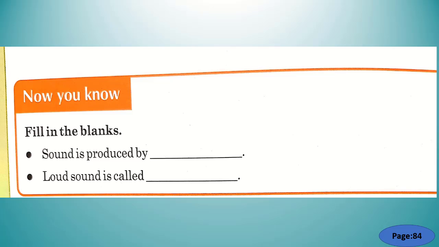Move on to the next page, page number 84. Write down today's task on this page. Now you know, students, about these blanks. See the first one: sound is produced by vibrations. Number 2: loud sound is called noise.